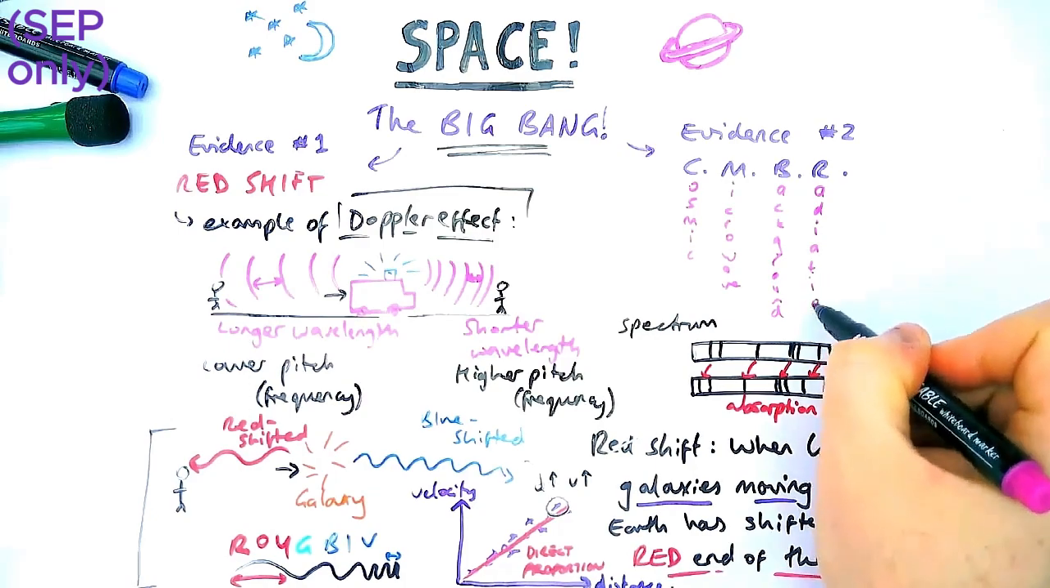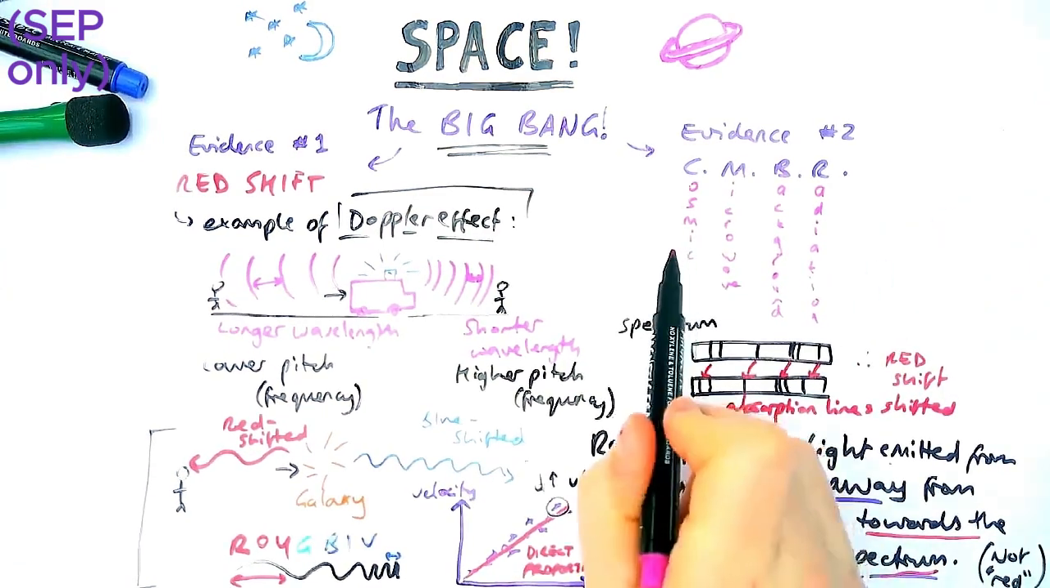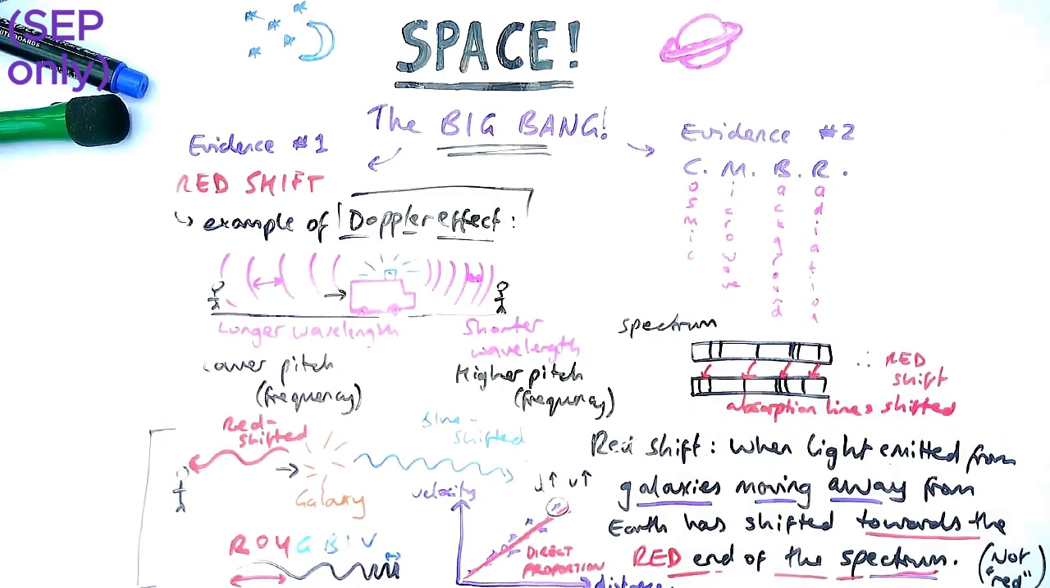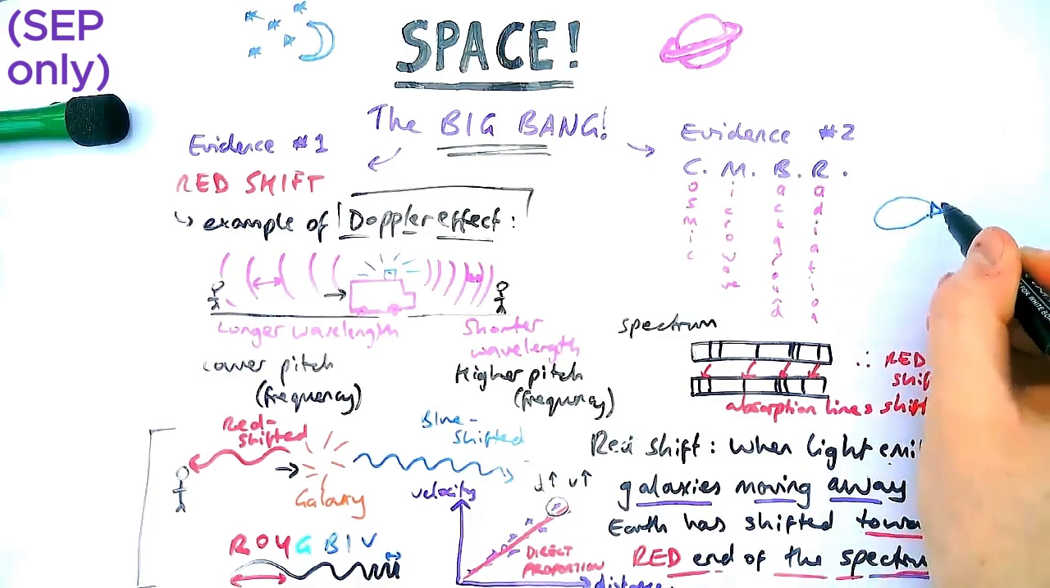Now, let's have a look at evidence two, CMBR, which stands for Cosmic Microwave Background Radiation. Cosmic means to do with space. Background is just it's in the background. Radiation is a type of radiation. Now, microwave we should know is part of the electromagnetic spectrum. Let me tell you a little bit about how it works.